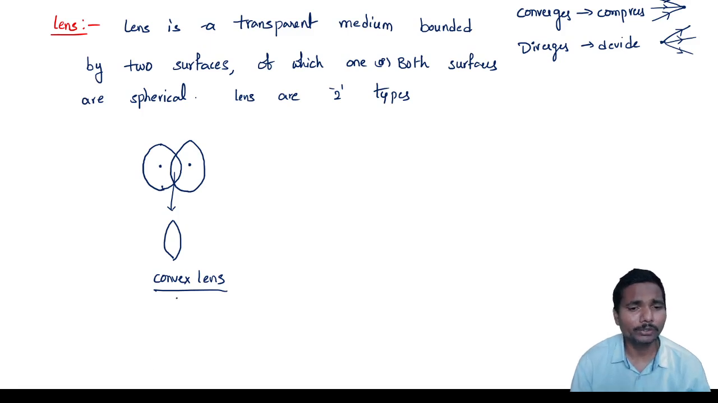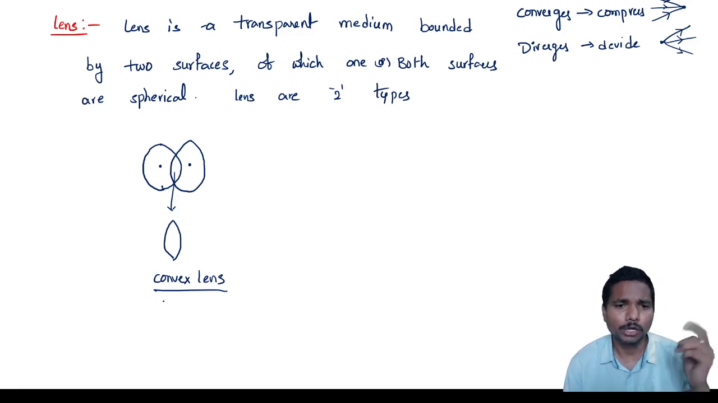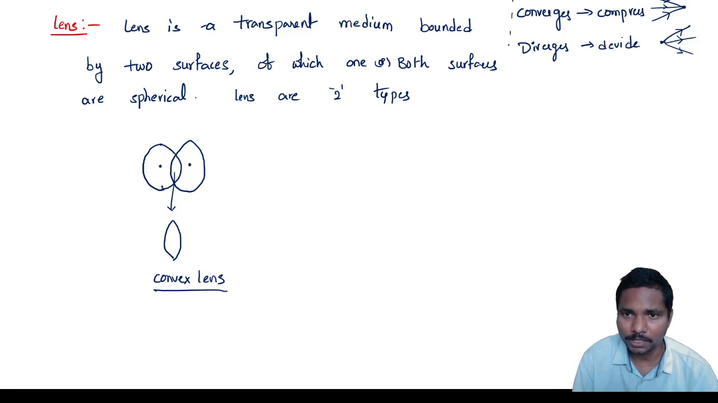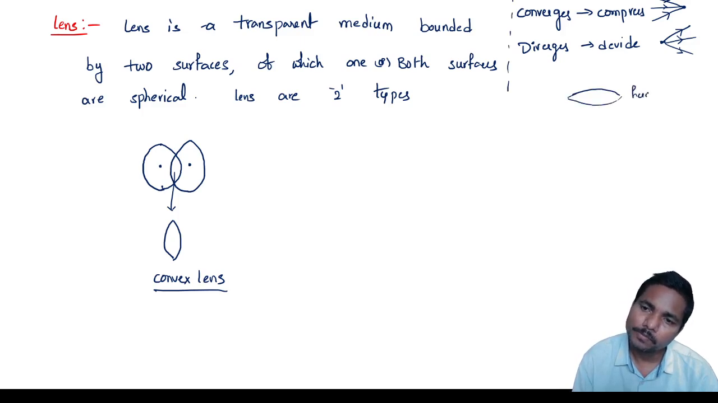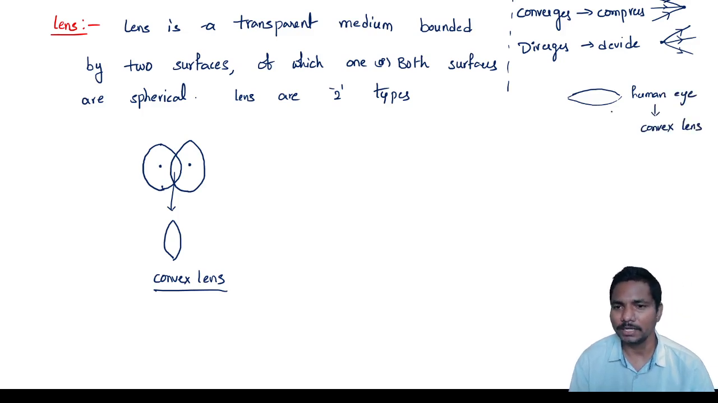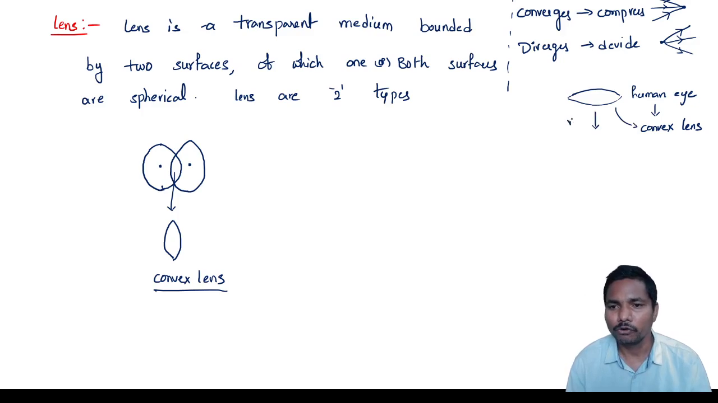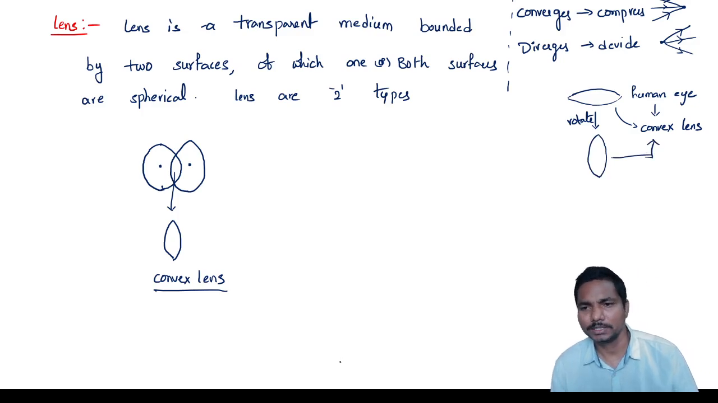You need to remember this one with a small trick. You know our human eye. This is our human eye. So I'm giving the trick here. This is like our human eye. Remember one thing, our human eye acts like a convex lens. If you remember that, our human eye is a convex lens. So just rotate this one. If you rotate it vertically, you get it like this. So it is the convex lens.